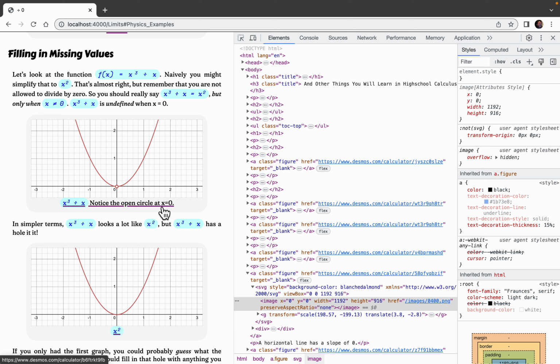Notice the open circle at x equals 0. This was one of the biggest problems I had with Desmos. I didn't like the way it drew that, and this is an important part of the paper, so that's why I started using more SVG to update these pictures.